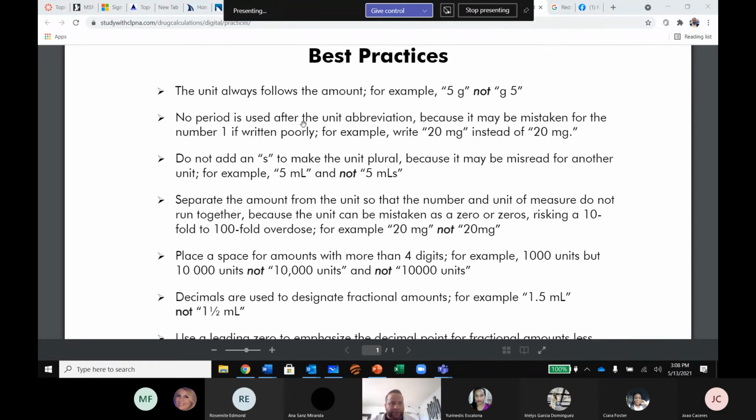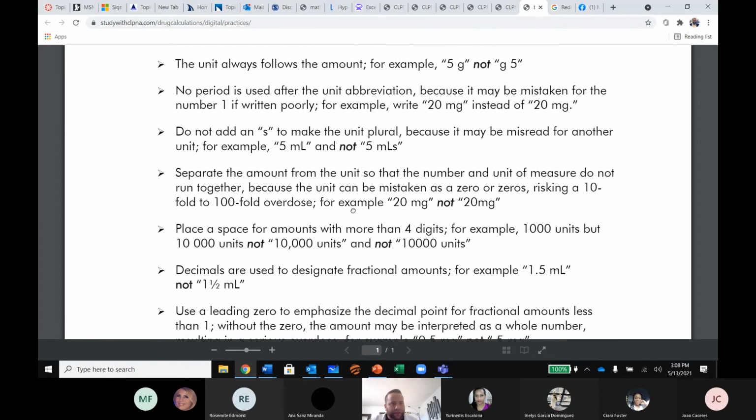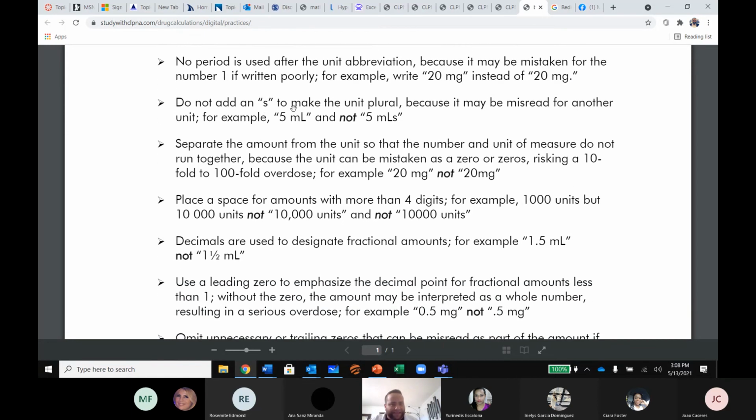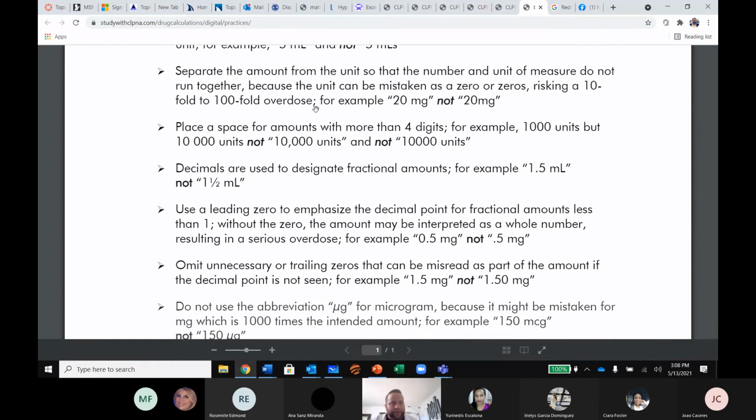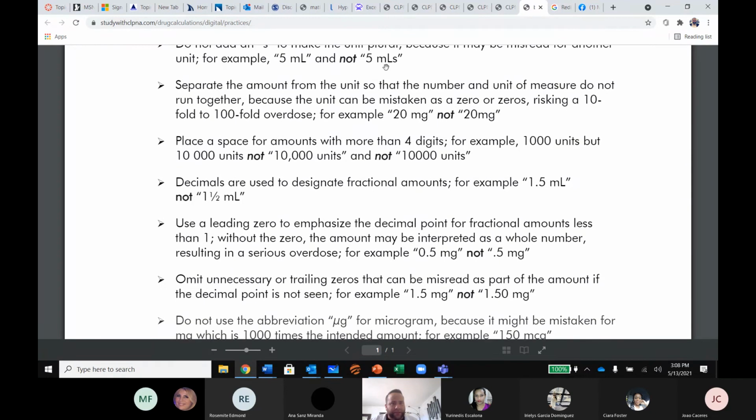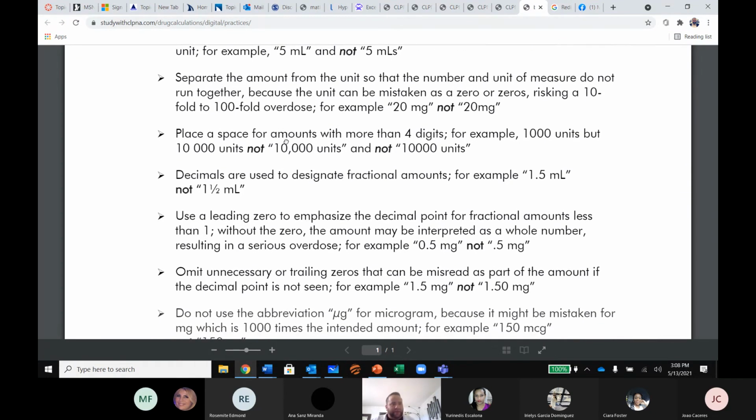A period should not be used after the unit abbreviation because it might be mistaken for the number 1 if written poorly. For example, write 20 mg, and never put a point at the end. Do not add an S to make it plural because it may be misread as another unit. For example, 5 mL, don't put the S at the end, because it has another meaning.